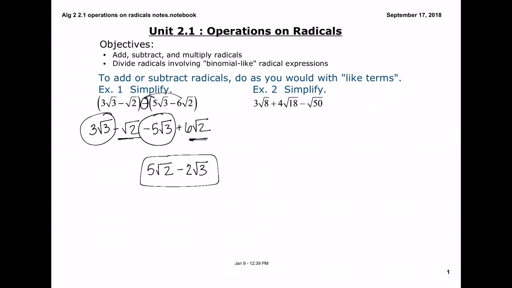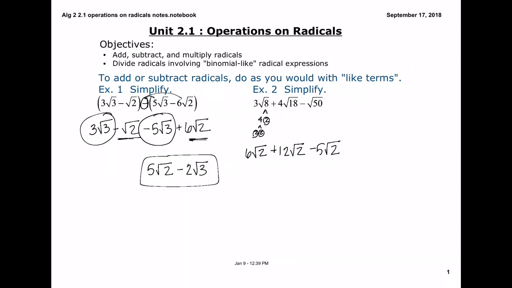When we're simplifying in example 2, we need to make sure that our radicals are simplified completely. So when we simplify 3 roots of 8, if you make your factor tree, take out your perfect root, you get 6 root 2. To simplify 4 roots of 18, it simplifies to 12 root 2. And to simplify negative square root of 50, you get negative 5 roots of 2.